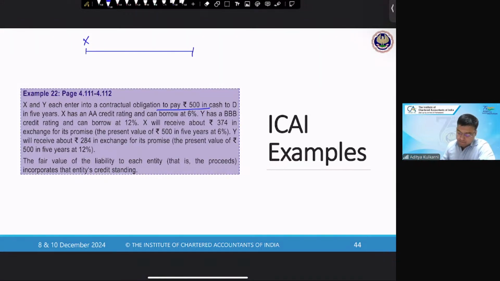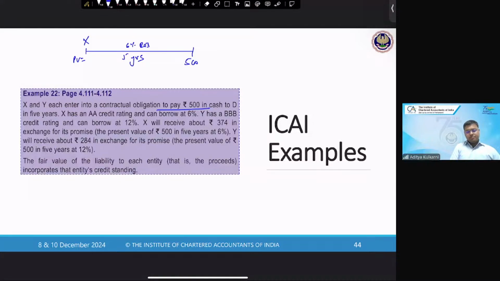So X is having an obligation to pay 500 rupees cash after a tenure of 5 years. So what I need to understand is what is the present value of this? And what is the rate of interest? 6% rate of interest. Is it okay? Now, can somebody discount this to the present value and tell me?